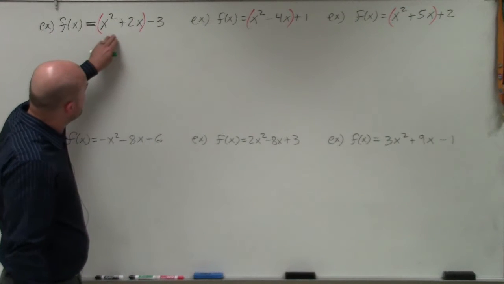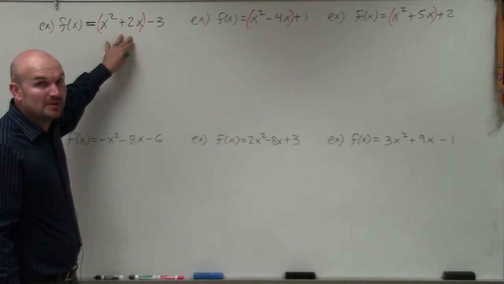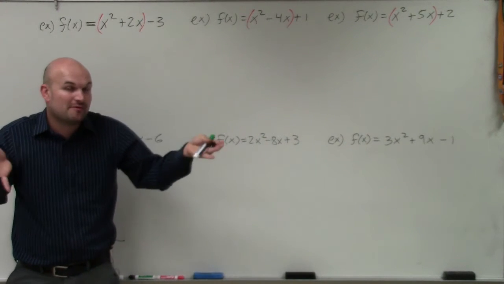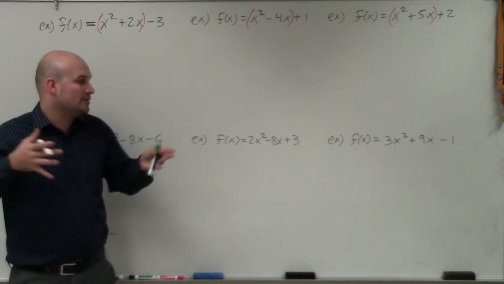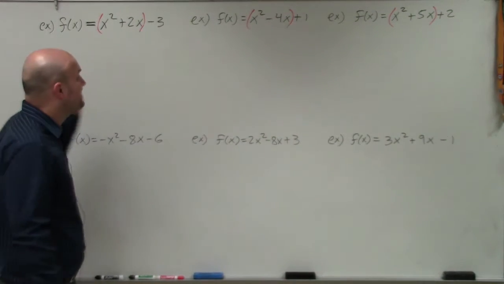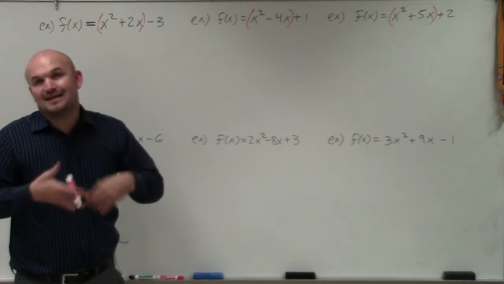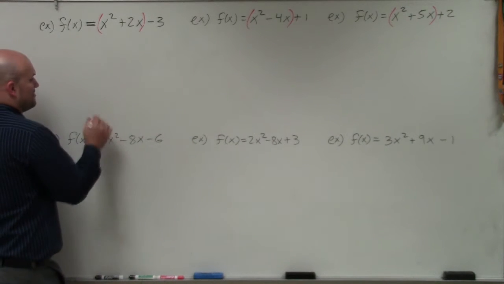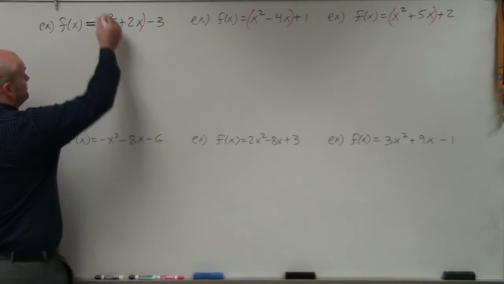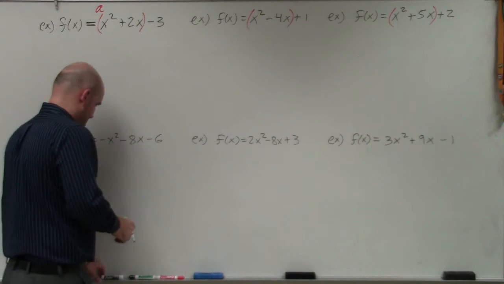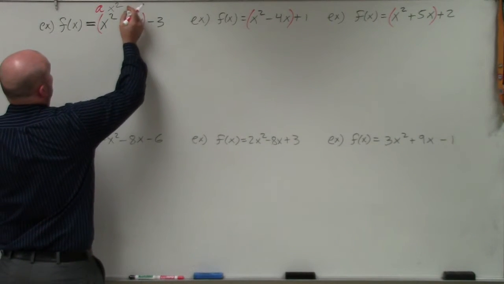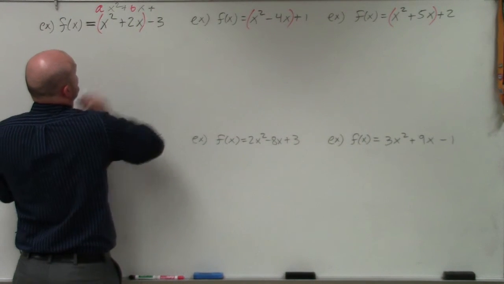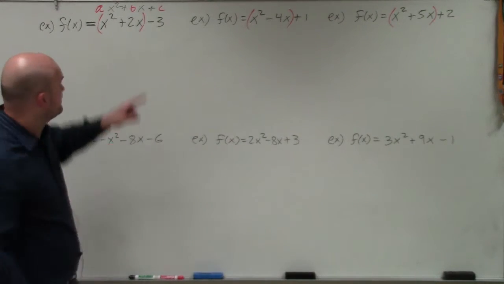We want to create a trinomial inside of these red parentheses that is going to be a perfect square trinomial. Because once we have a perfect square trinomial, we can factor it to a binomial squared, which is exactly what we want. We can't just create that; it's kind of math magic. Remember, it's ax squared plus bx plus c. That's your standard form.